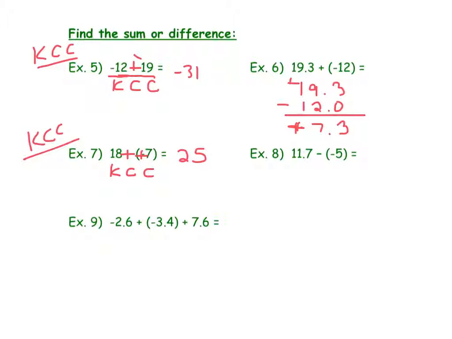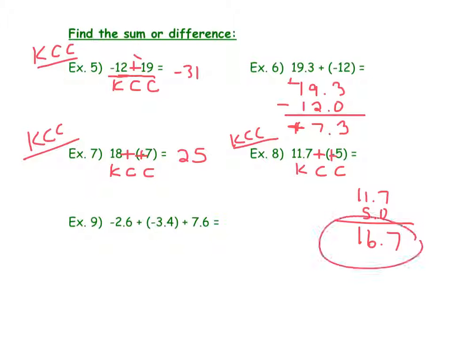Number 8, again, it's subtraction. So you do keep, change, change. We're going to add the opposite. So I'm going to keep the first number, change the subtraction to addition, change the -5 to a +5. So I have 11.7. Remember, you have to line up your decimals. You're adding a 5 to it, which is a 5.0. So you get 16.7. They're both positive, so it's positive 16.7 as your answer.